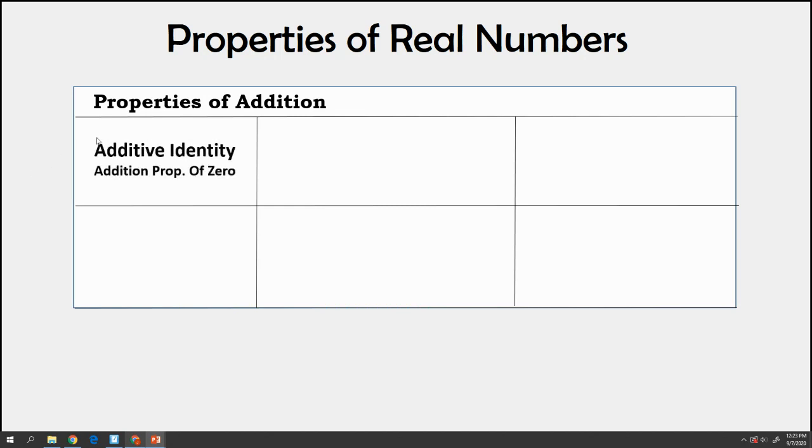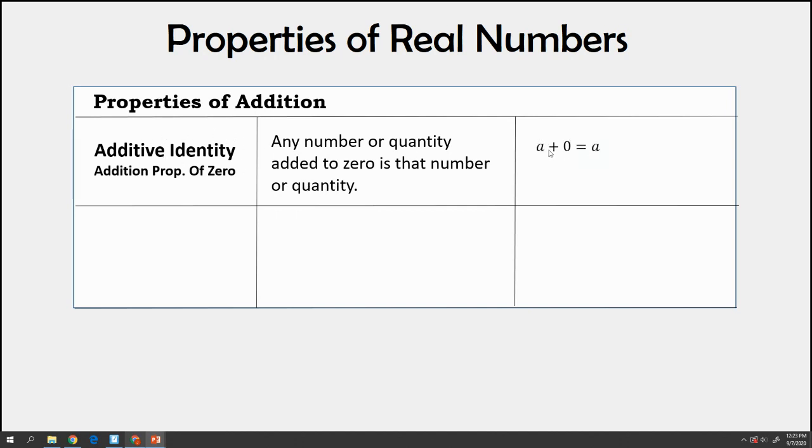Now we have some specific properties of addition. Okay. The first one is what we call the additive identity. And basically what we're saying is if you take any number or quantity and add 0 to it, it remains the same. That number or quantity keeps its identity. So A plus 0 is A. The left side, A plus 0. The right side is just A.